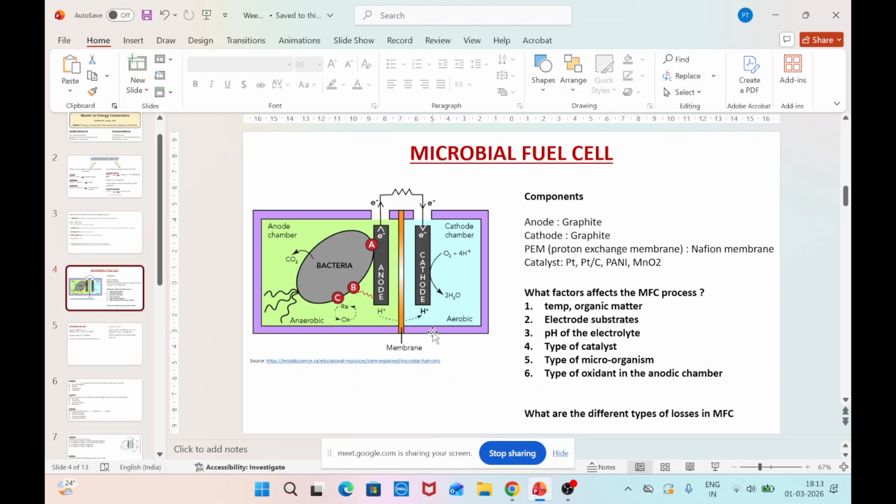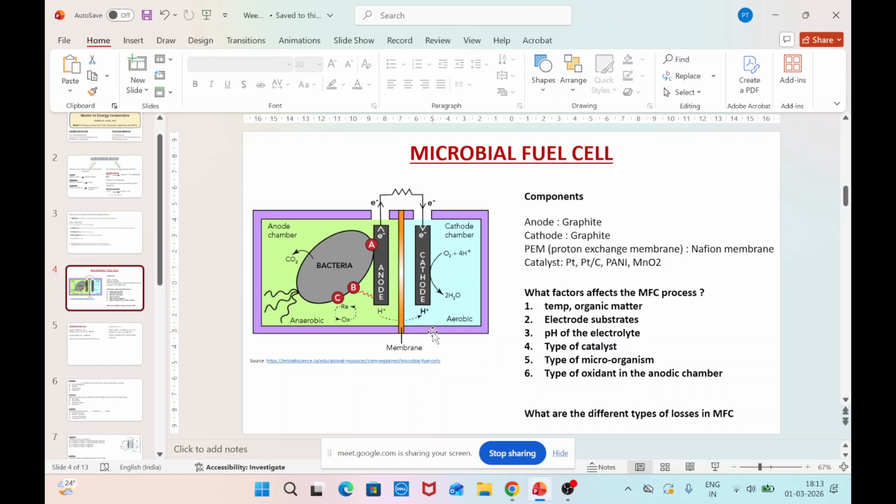Again, membrane, apart from the thickness, the type of membrane and its molecular structure also greatly influence the process. The type of catalyst also has a greater impact on the energy generation process. Whether you use Pt, I mean platinum or platinum-supported carbon, or polyaniline or MnO2, each of these catalysts will vary the microbial fuel cell process and the energy that you can obtain from it.